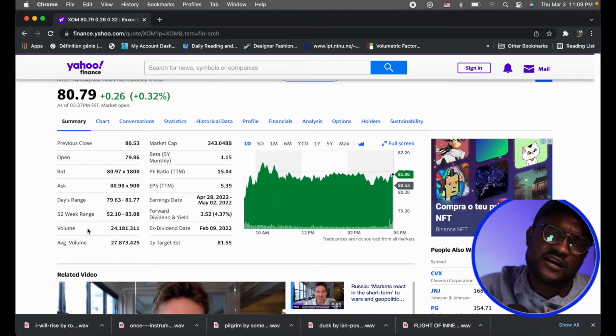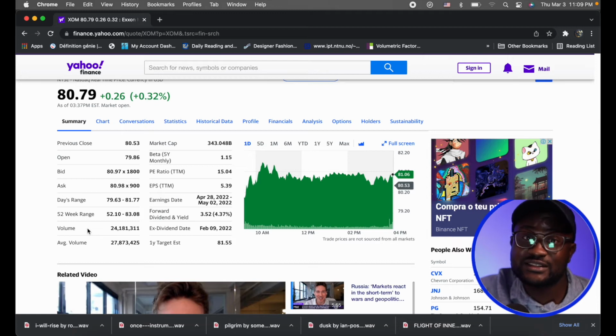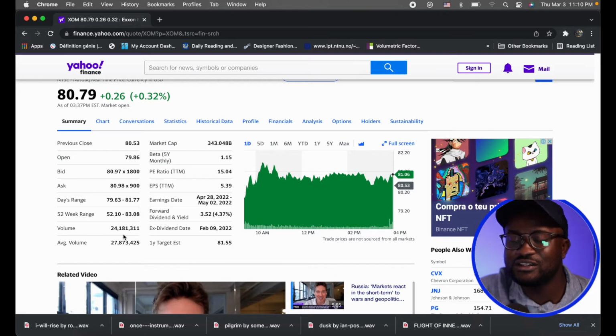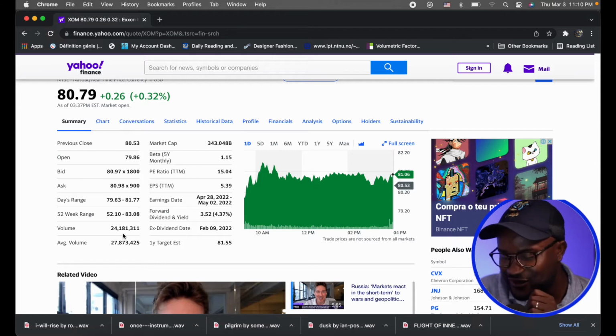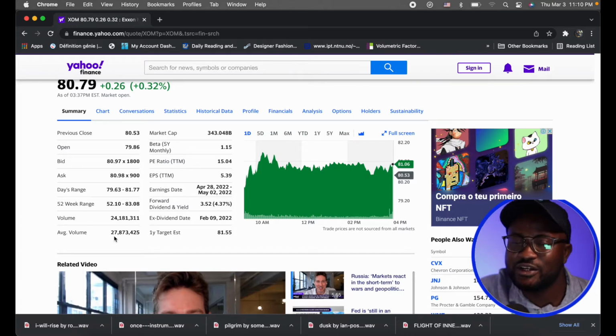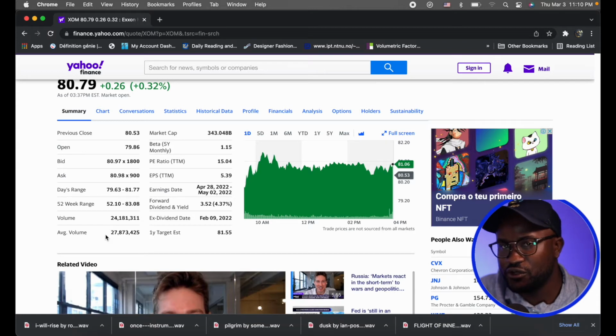The volume usually represents the number of shares traded that day. So in this case it's 24,181,311 shares of ExxonMobil trading in today's trading session. The average volume, I guess this is for the year, right, represents the average volume being traded. So that's the average for the year, right?